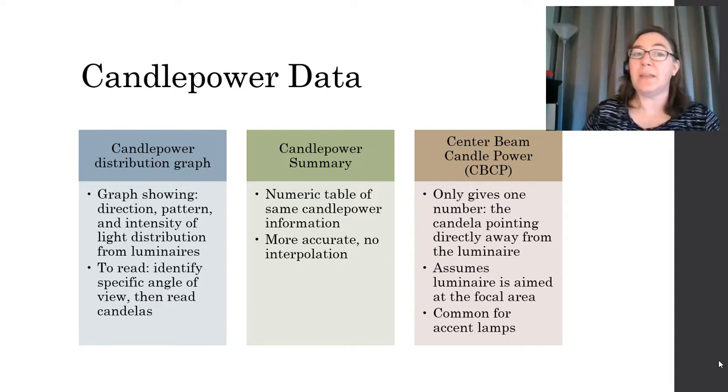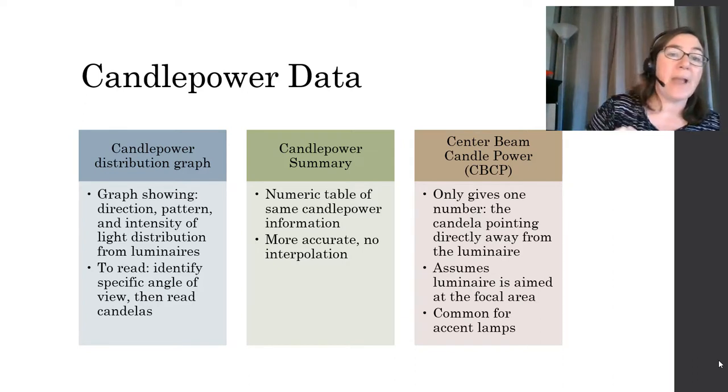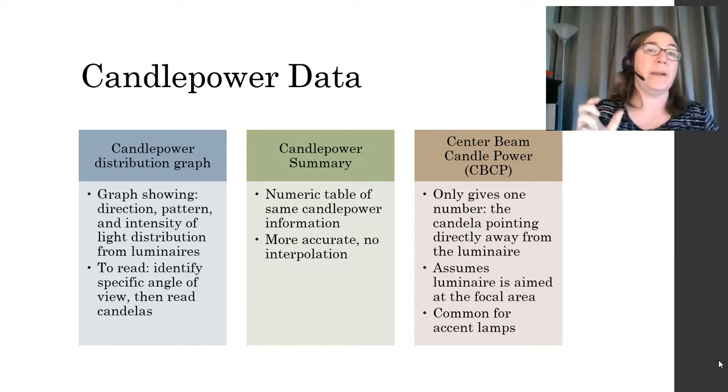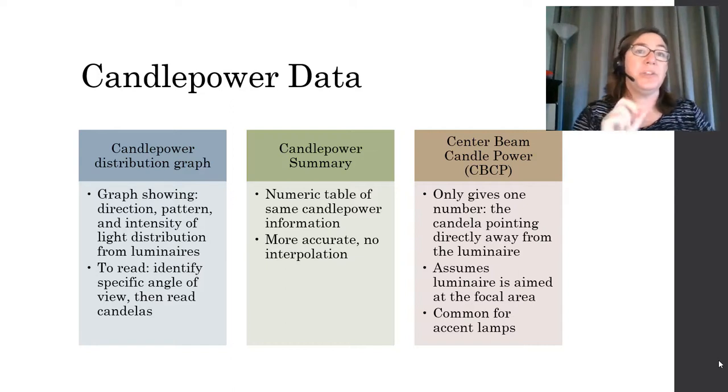So you might see a candle power distribution graph, a candle power summary, or a center beam candle power value, CBCP. The distribution graph is a visual way to show direction, pattern, and intensity of light distribution. And a candle power summary is going to be a table of numeric values. This one's going to be slightly more accurate because you can directly look up a number and not just guess from a graph.